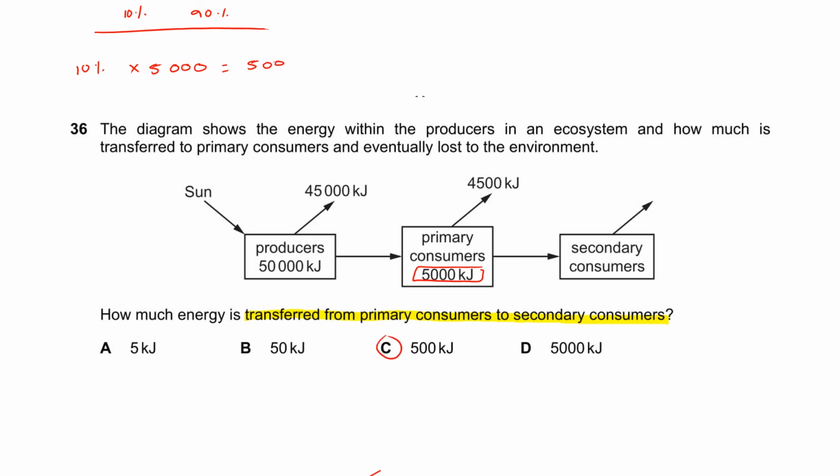The next method, I actually prefer this one because it's based on the diagram, and when they give you a diagram, it's better that you use it. So in this method, primary consumers have 5,000 kilojoules, and from that, they lose 4,500 kilojoules to the surroundings. So to find out what's passed to secondary consumers, you have to subtract these. And this gives you the same answer, but I prefer you use the diagram if given.